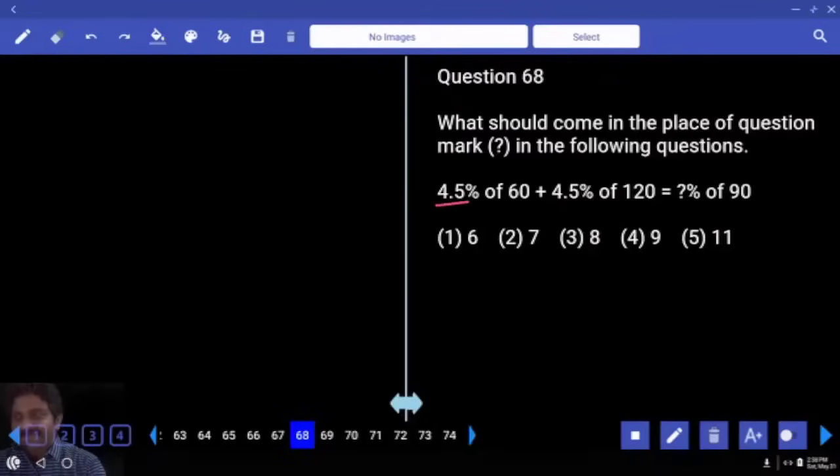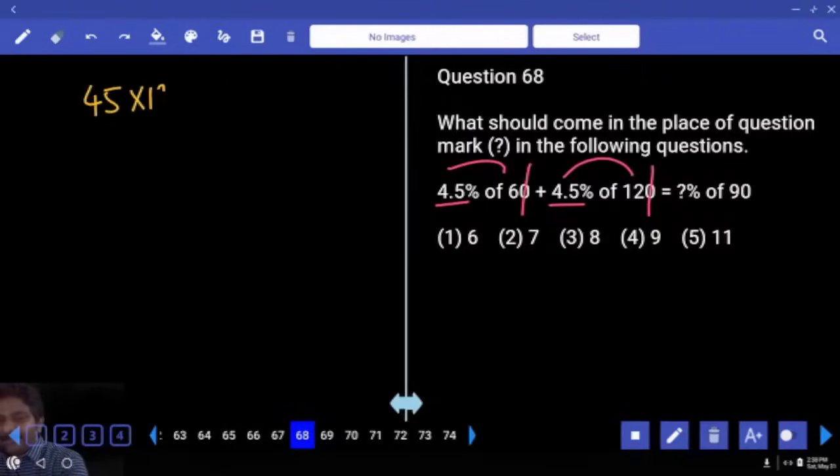To eliminate this decimal, I'll strike off 0. Got it? 45 how many times? That will be 45, 18 times only. Right hand side 90 into x, that means x is equal to that divided by 90. 45 2 times 2, 9 times. Answer. That's all.